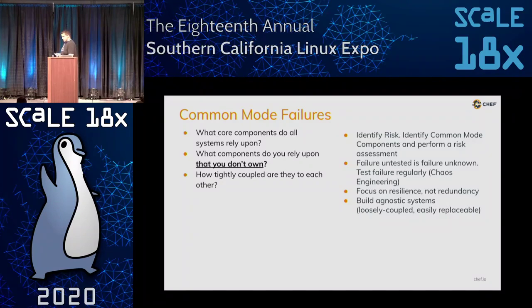Then common mode. This is another one that's really important. What core components do all of our systems rely upon? Start thinking like, if you're on a data center, you're relying upon your data center power. If you're in the cloud, you're relying upon AWS, Azure, GCP, maybe you're on Oracle, I don't know. Figure those things out. And then one of the key components we think about when we're talking to our customers in particular is, what components do you rely upon that you don't own? You don't own Amazon. You don't own Google. And when they go down, there is a potential impact to your business.